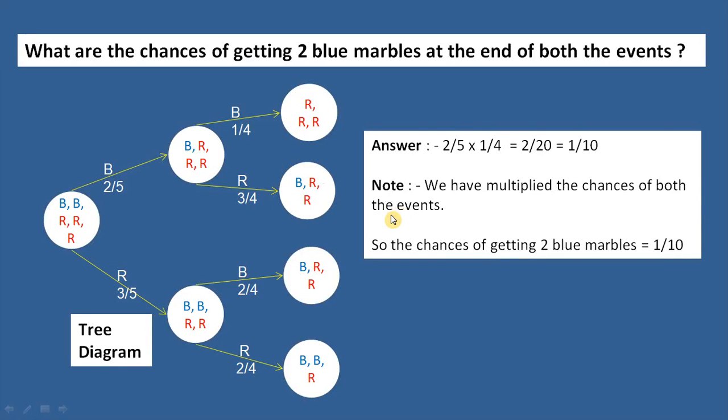So now, what are the chances of getting 2 blue marbles at the end of both of the events? The answer will be 2 divided by 5 times 1 divided by 4. Please note that we have multiplied the chances of both the events. That is 2 by 5 times 1 by 4, which is equal to 2 by 20, and finally we get 1 by 10. So the chance of getting 2 blue marbles is 1 by 10. Hope you understand this tree diagram, where the sample space varies depending upon what we are picking.